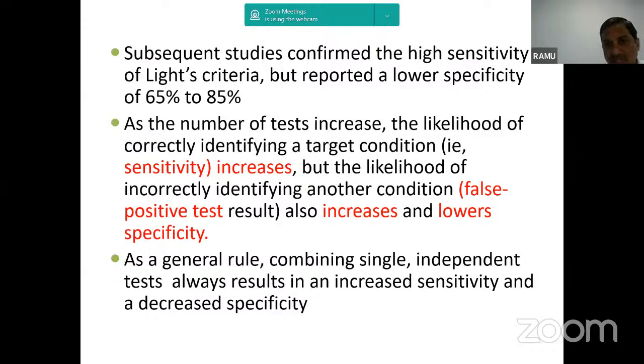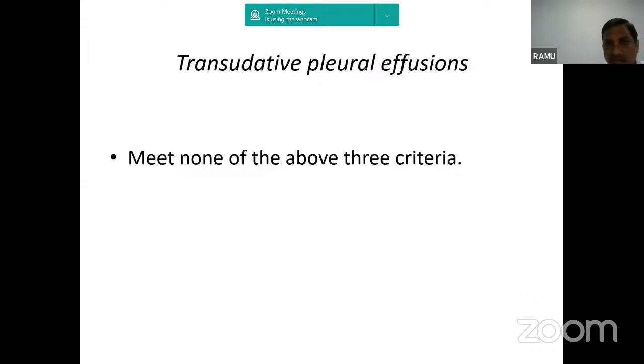As the number of tests increases, like when we use two or three tests, the sensitivity and the yield of positivity increase. But incorrect identification, that is false positive results, also increases and lowers the specificity. As a general rule, combining single or independent tests always results in increased sensitivity and decreased specificity. Coming to transudate, if none of the above criteria are met, then we have to think of only a transudate.